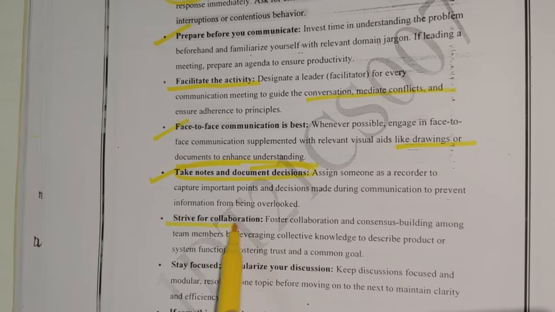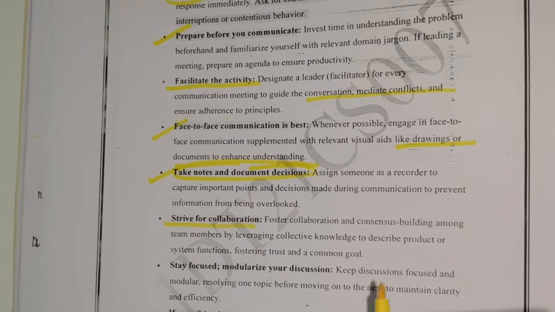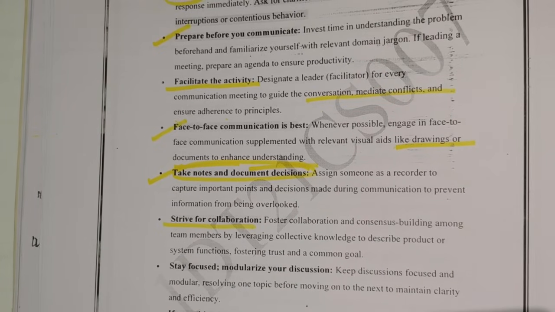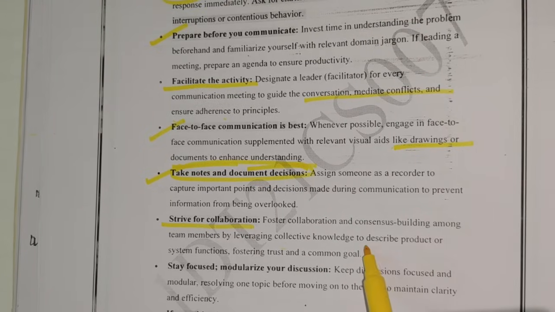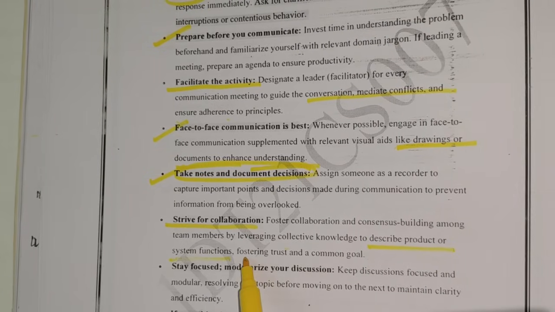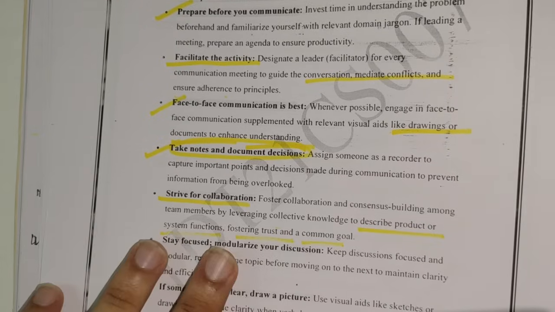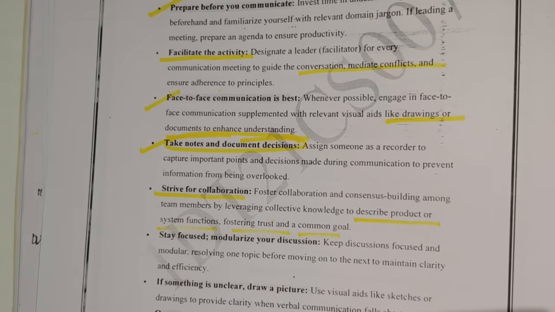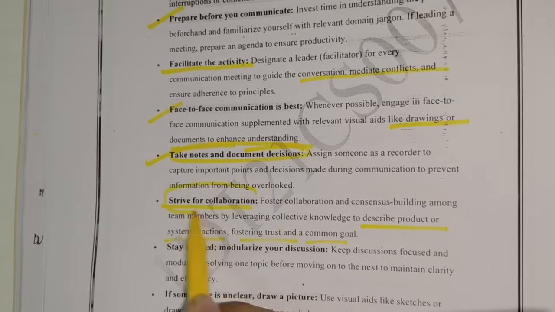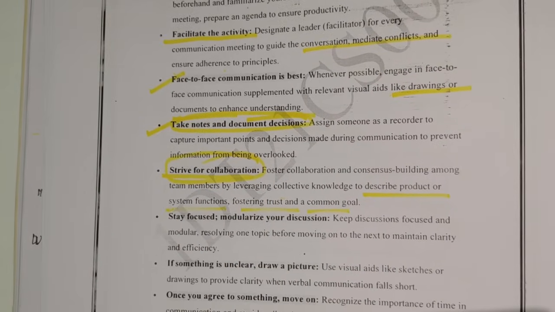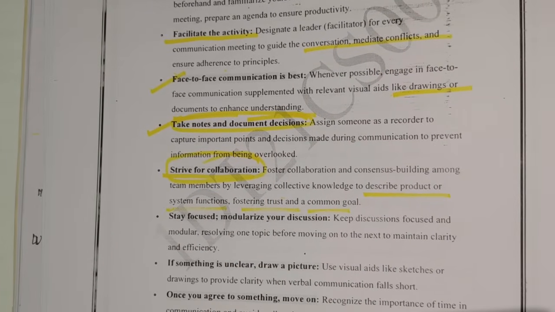Then strive for collaboration. We should foster collaboration and communication between the team members by leveraging collective knowledge to describe the product or system functions, fostering trust and a common goal. This says that, okay, all my teammates have attended the meeting. Now my understanding would be different from my teammates' understanding. In this case, strive for collaboration. When I collaborate with my teammates, it will be easy for me to understand their perspectives also. So that is what it speaks of.